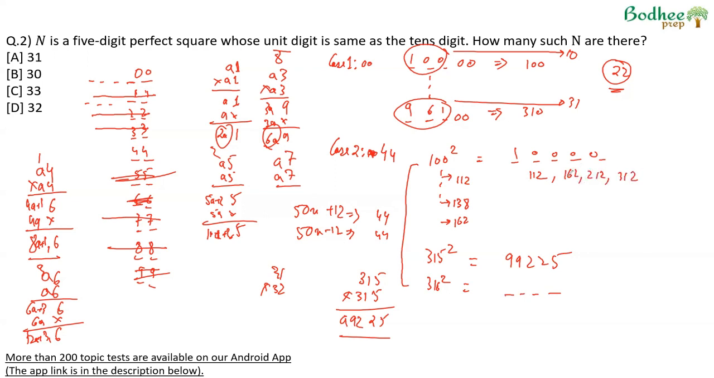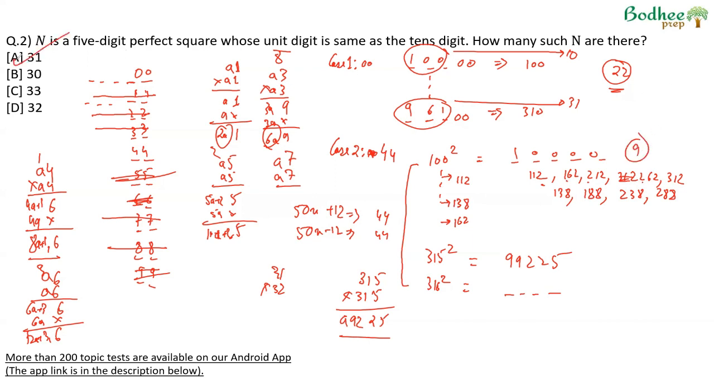100 plus 12, 150 plus 12, 200 plus 12, 250 plus 12, and then 300 plus 12. When we are subtracting 12, 100 minus 12 will not work. So 150 minus 12, 200 minus 12, 250 minus 12, 300 minus 12. 350 minus 12 will not work. So 1, 2, 3, 4, 5, 6, 7, 8, 9. 9 cases here, 22 cases here, total of 31.